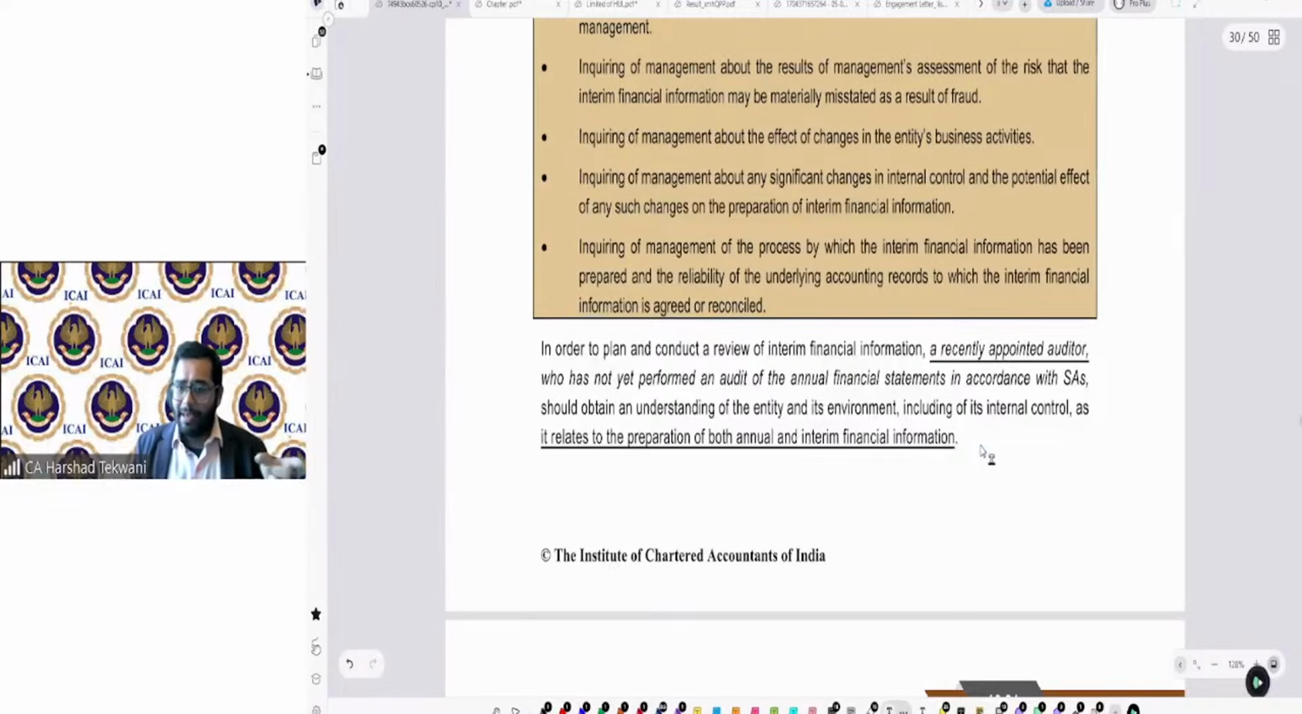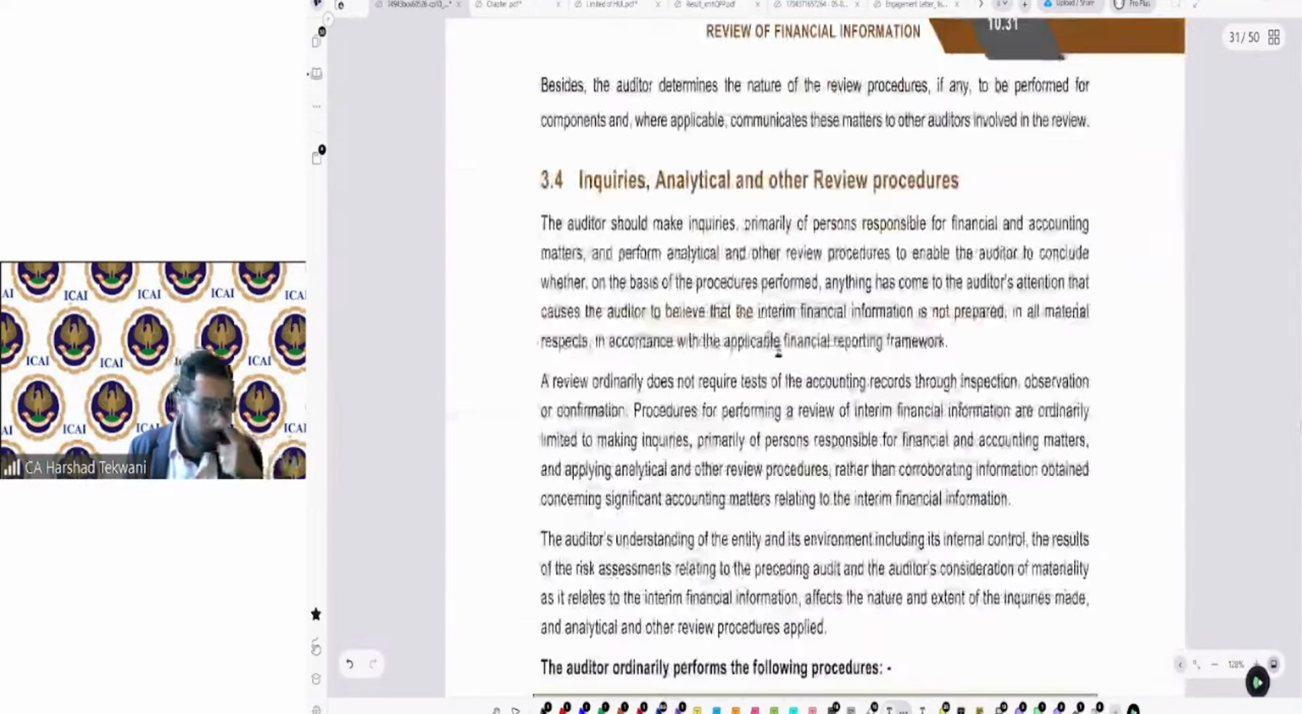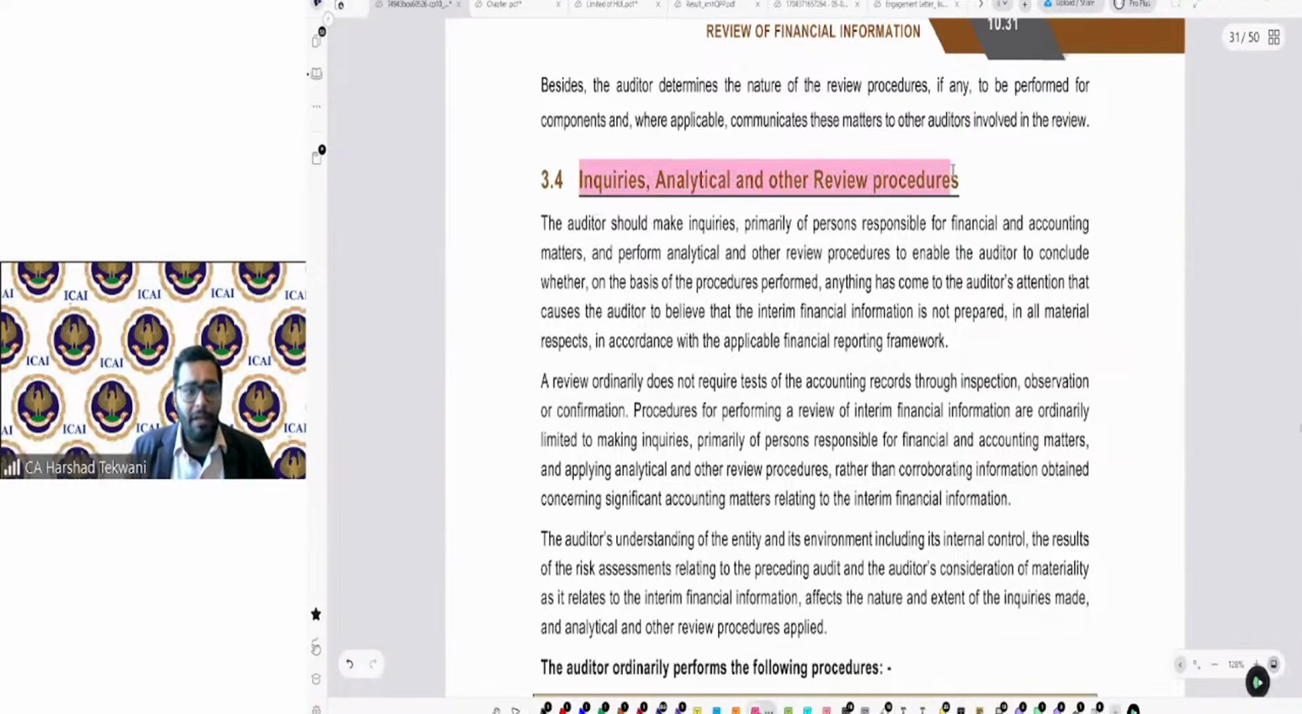So the auditor will be the same, who will be performing the annual statutory audit and the review of interim financial information. See, on similar lines, we have analytical procedures, inquiry, and other review procedures. So here, the auditor is required to perform analytical procedures, inquiries, and other review procedures. On the similar lines that we have seen in SRE 2400, it is applicable in 2410 also.